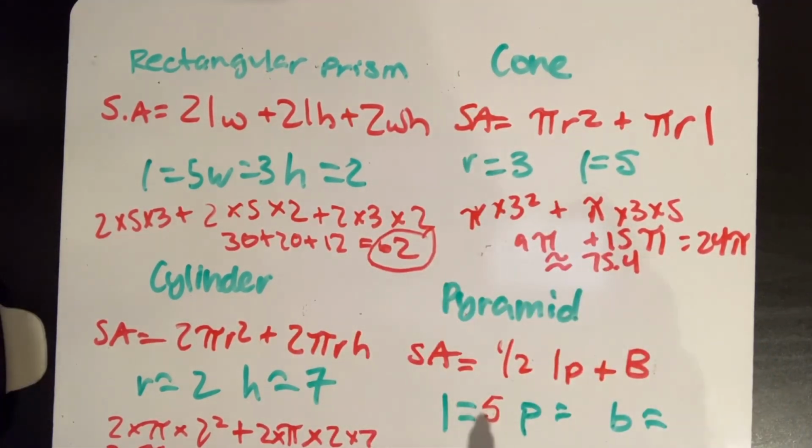For a cone, the surface area formula is pi times r squared plus pi times r, or radius, times length. If the radius is 3 and the length is 5, you can plug it into the formula to get pi times r squared plus pi times r times 5, which is 9 times pi plus 15 times pi, which gets you to 24 times pi, which is approximately 75.4.